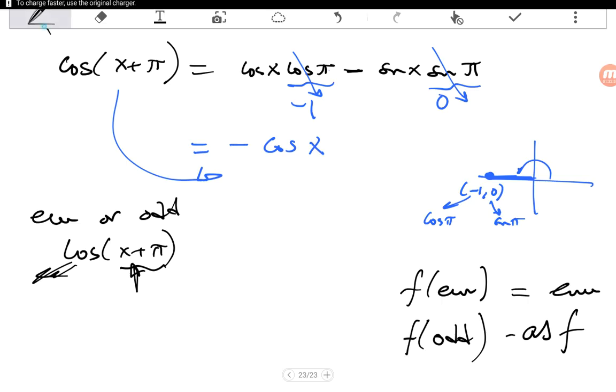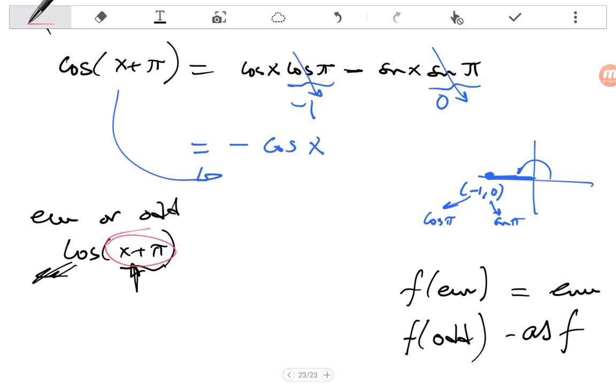Now let's check what kind of function this inside function is. X is odd. We have learned that x is odd. What about pi? Is it odd, even, or neither? It is even. A constant is considered to be even. So what is odd plus even? It is general. So this function is just general.